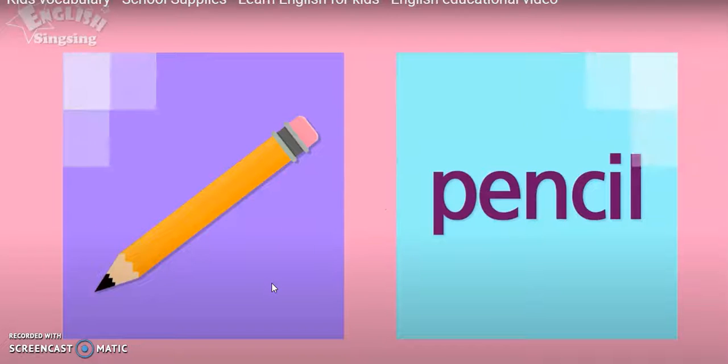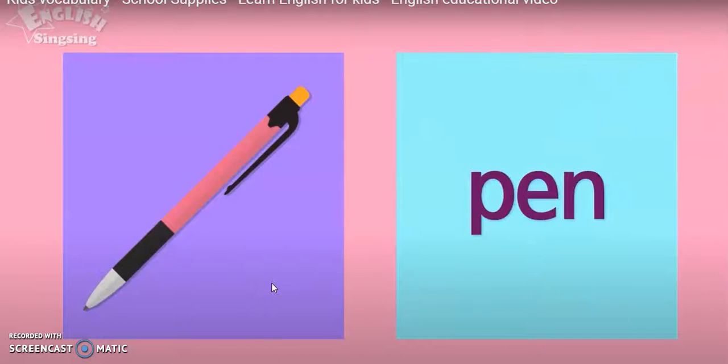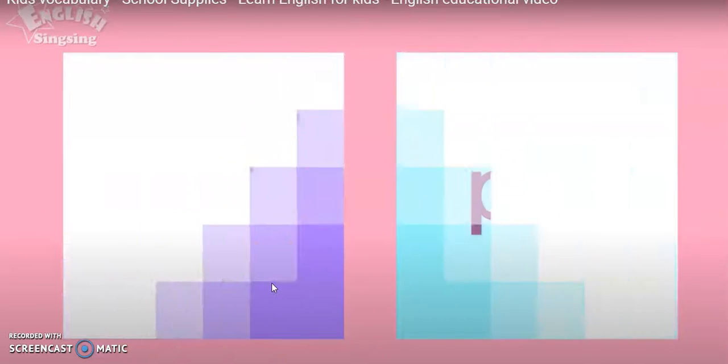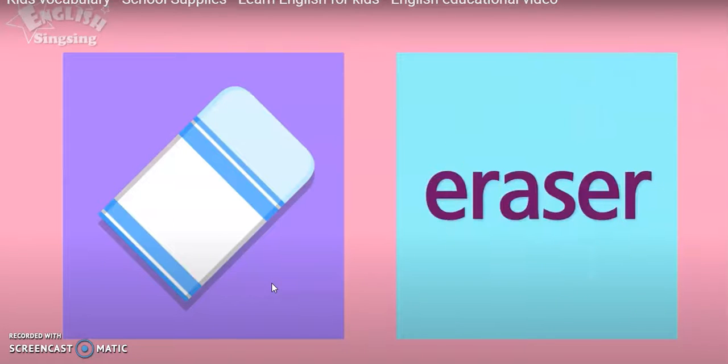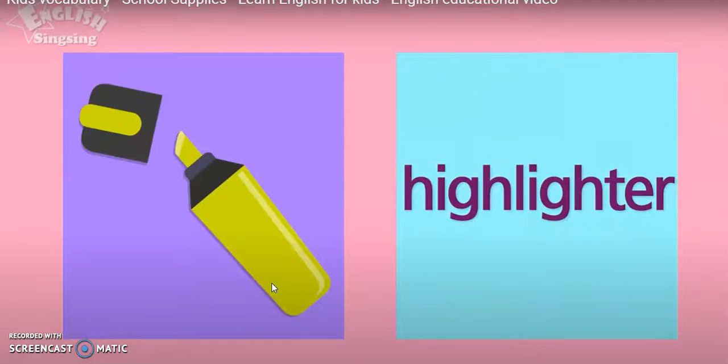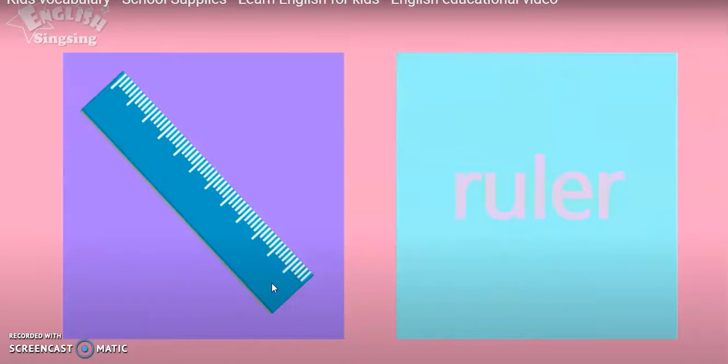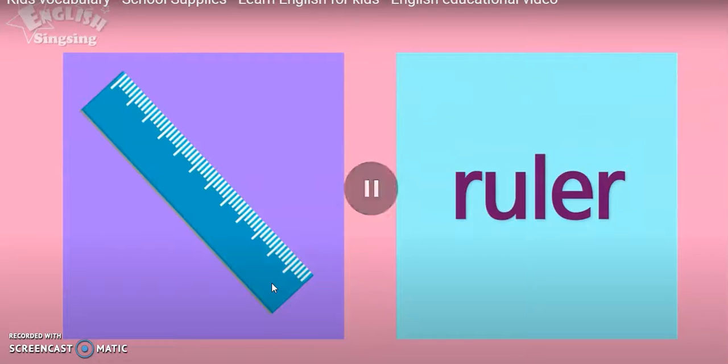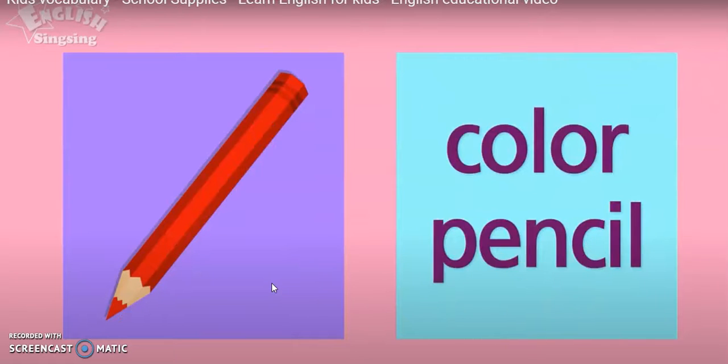Pencil, pen, eraser, highlighter, ruler, color pencil.